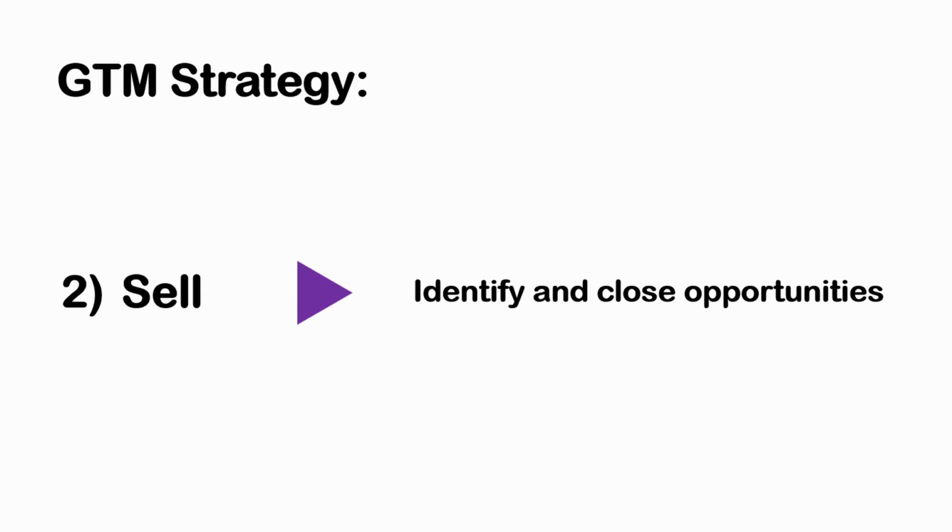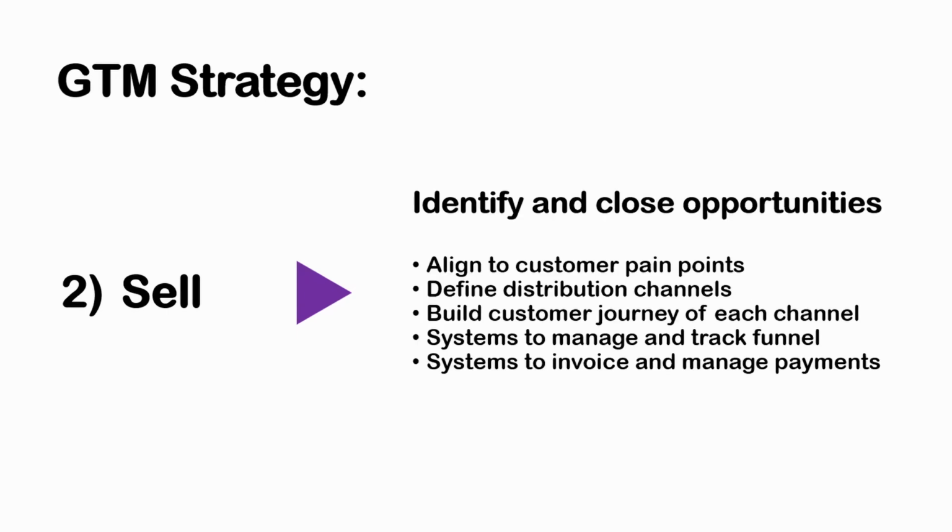That's where you really need to align to customer pain points. Why would they care about this product, or what outcome is it actually driving? You also need to define the distribution channels. There are many types of channels that your product could actually sell through. So understanding, is it going to be through partners or resellers or direct, or maybe even through some indirect channels? Super important to understand that. Then one of my favorites is to build a strong customer journey throughout the funnel of each of those channels. And you obviously then need IT systems to manage and track the funnel, and obviously to invoice and manage payments.